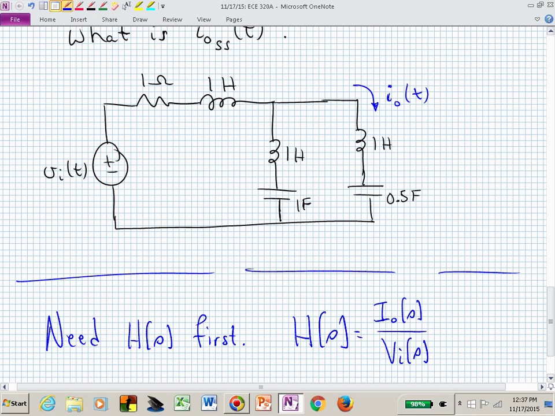Okay, one approach would be to find the total impedance. You're jumping ahead of me. Yes, so I was trying to explain the one approach. One was find the total impedance, get the current, and then do a current divider.